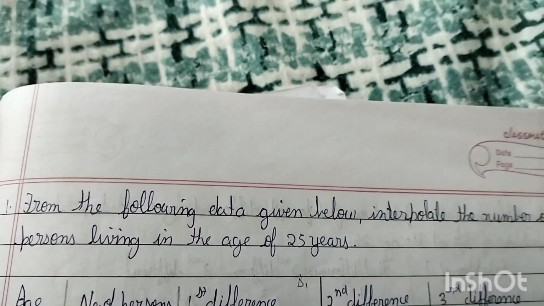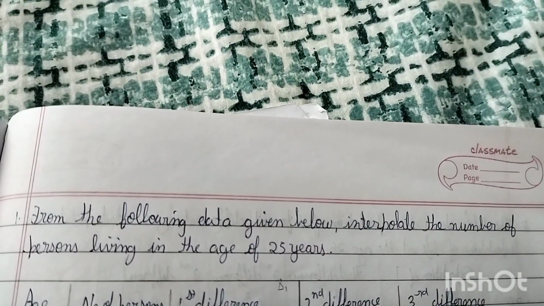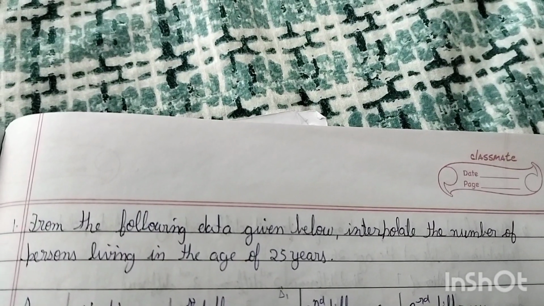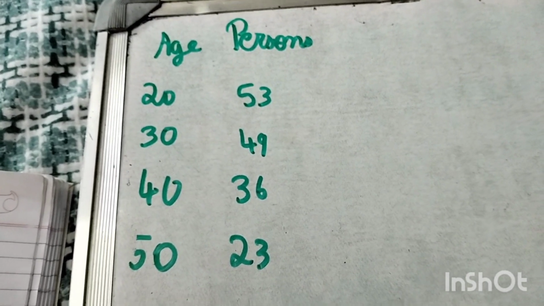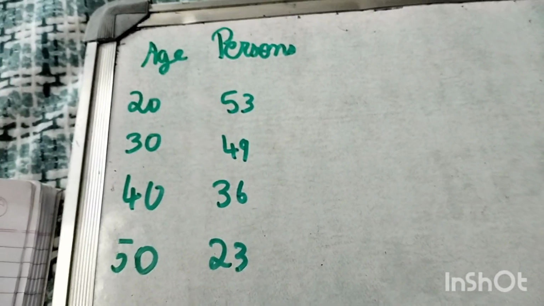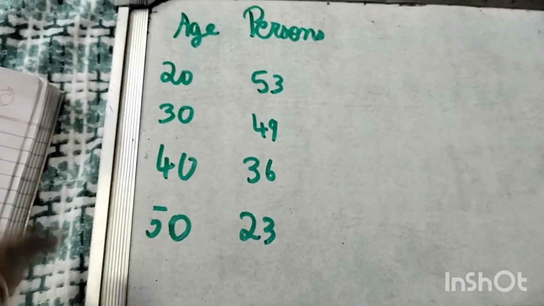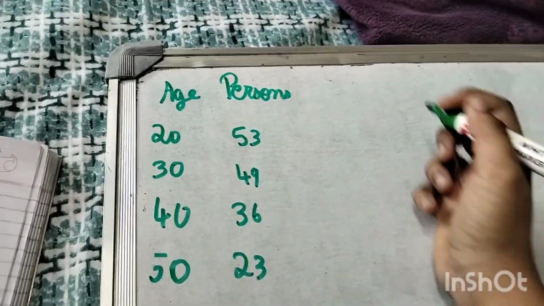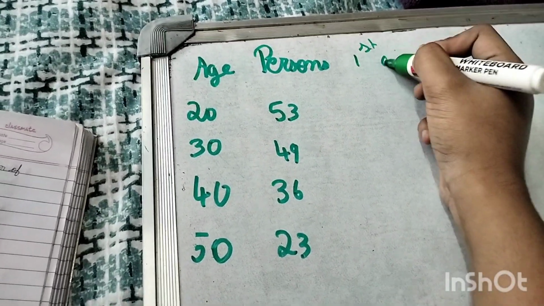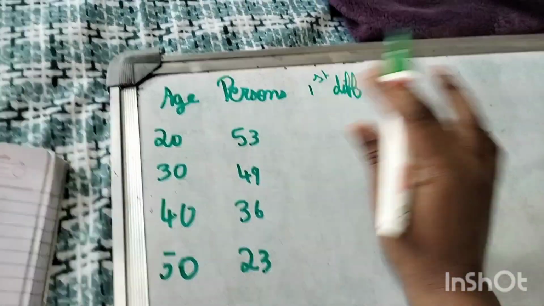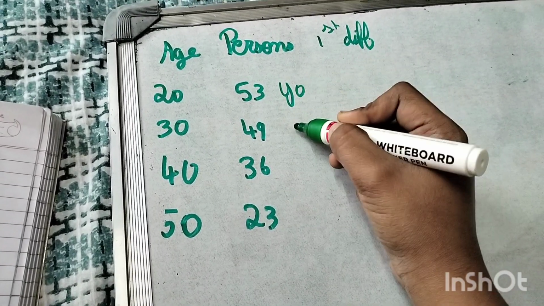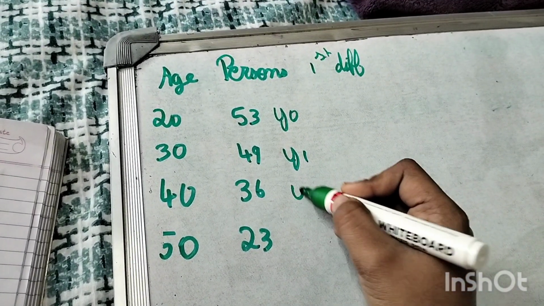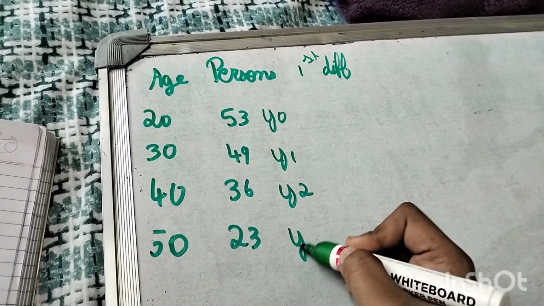So this is the question, and the question is going to be asked like, from the following data given below, interpolate the number of persons living in the age of 25 years. They might tell you which method to use. If they do not, just use the method in which you are comfortable. Okay, so here the next table will be the first difference. I'm just writing short forms, do not write short forms. Next you name this y0, y1, y2 and y3.